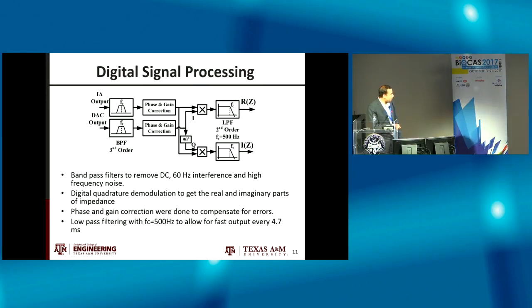imaginary part. This cutoff frequency is a trade-off between how fast I get an update for the spectrum and the noise that I can filter out. So we chose this filter to get an update for each frequency step at 4.7 milliseconds, and at the same time, we get an acceptable noise performance that allows us to see all the important variations in the bioimpedance signal.